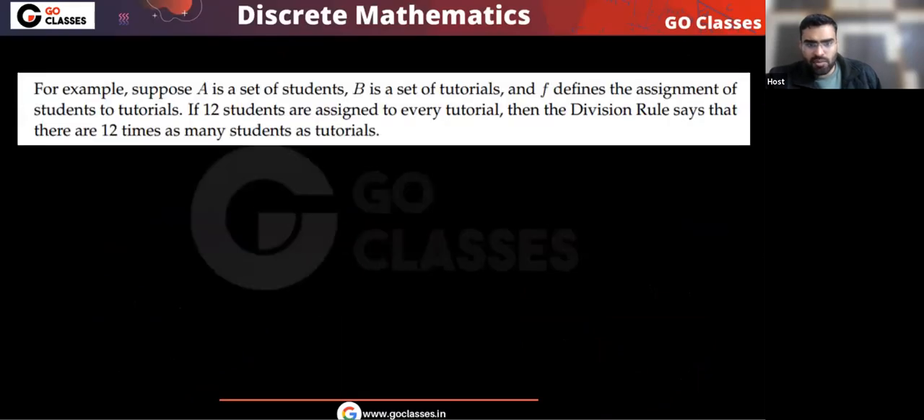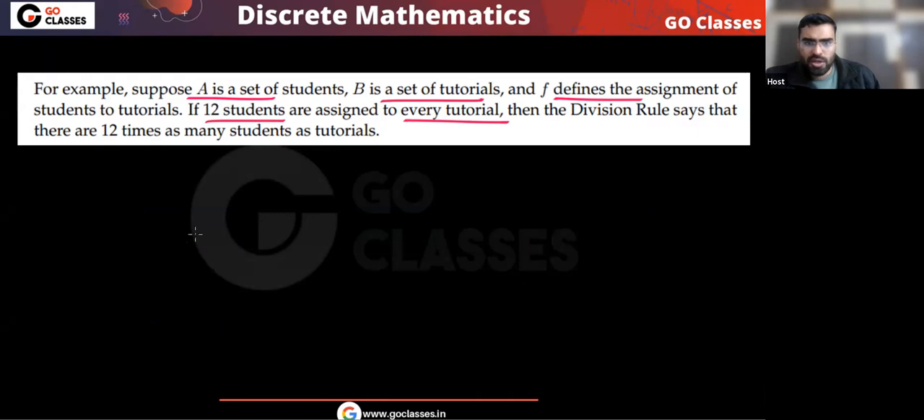Can you try this GATE exam question? This is very simple. A is a set of students, B is a set of tutorials, and there is a function, and 12 students are assigned to every tutorial. Then according to the division principle, this is the answer. Yes or no? This is very simple.